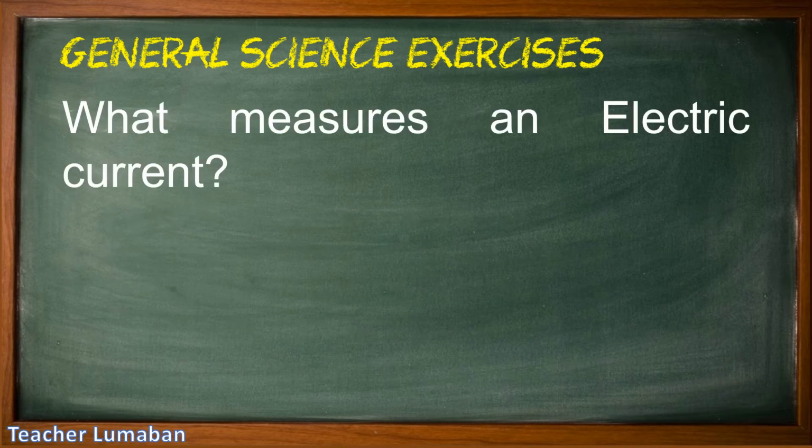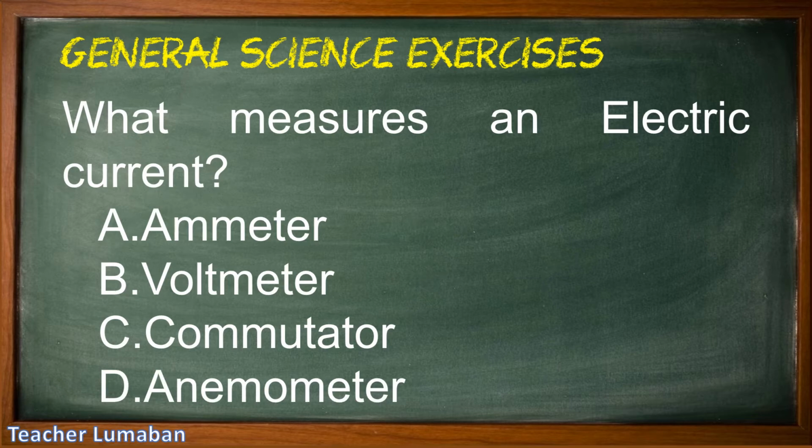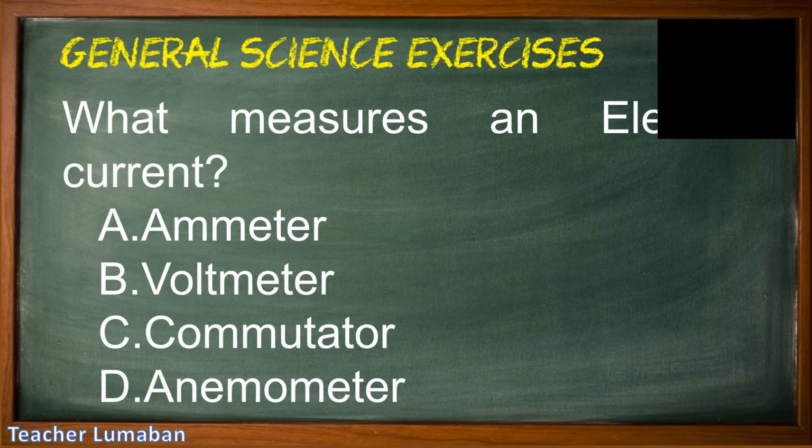What measures an electric current? Letter A, ammeter. Letter B, voltmeter. Letter C, commutator. Letter D, anemometer. Choose the suitable answer to the following choices in 5 seconds.